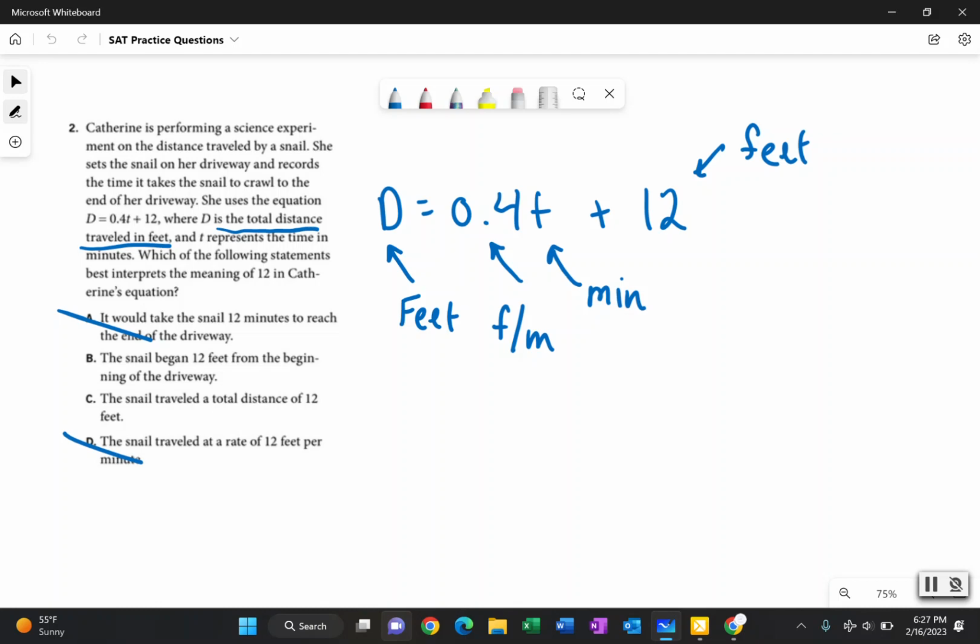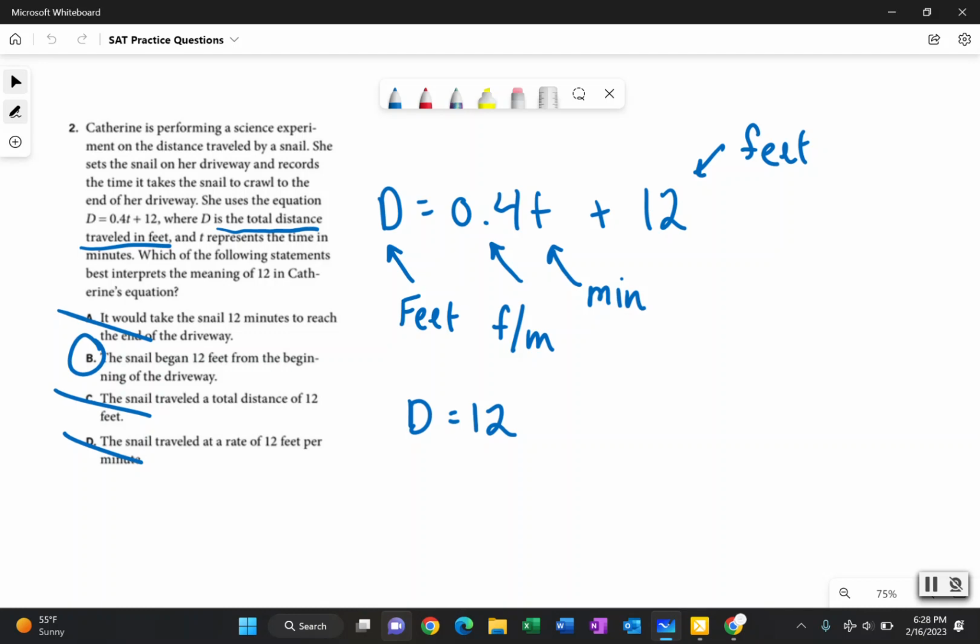So we're given 2 left here. Let's just take a look at letter C. The snail traveled a total distance of 12 feet. If that was the case, d would just be equal to 12. And that's not the case, right? So we can throw that one out. We know it's d is equal to 0.4t plus 12. So really it just means they began 12 feet from the beginning of the driveway.